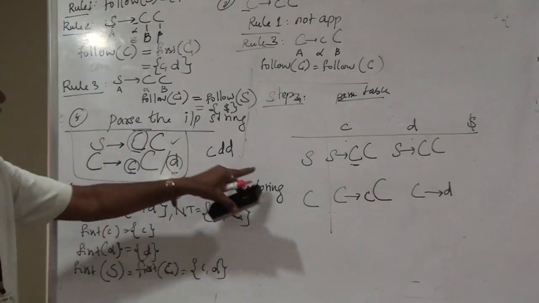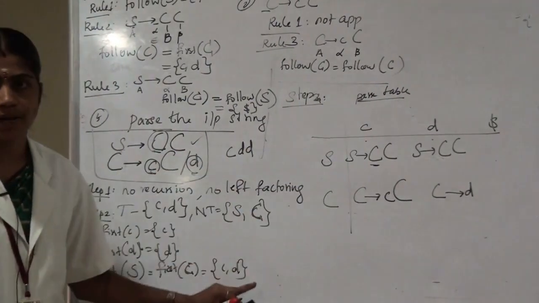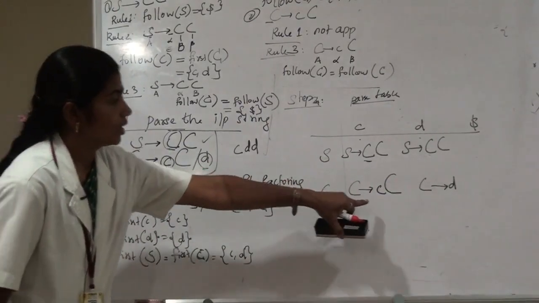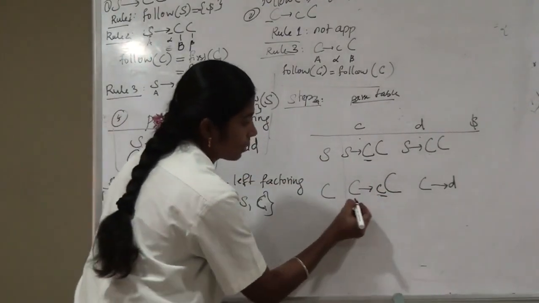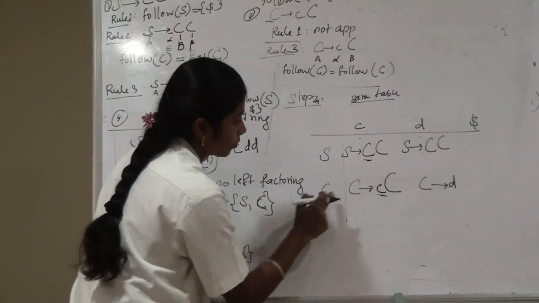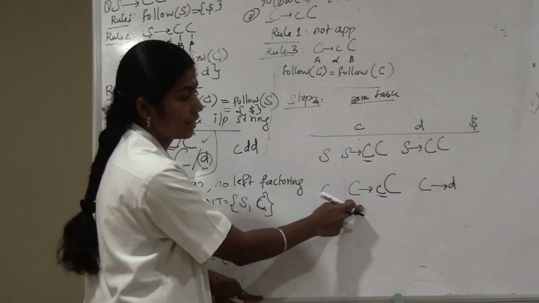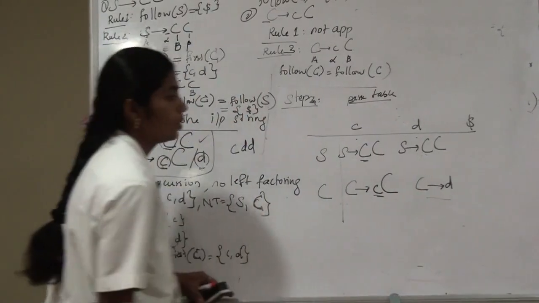So for this, that's all. That is, you have constructed the parse table. So S derives CC, and here C will be the first place. So I make an entry in the capital C row under small c, C C, and for the small c you make an entry C derives small c capital C, and for this D you make an entry.